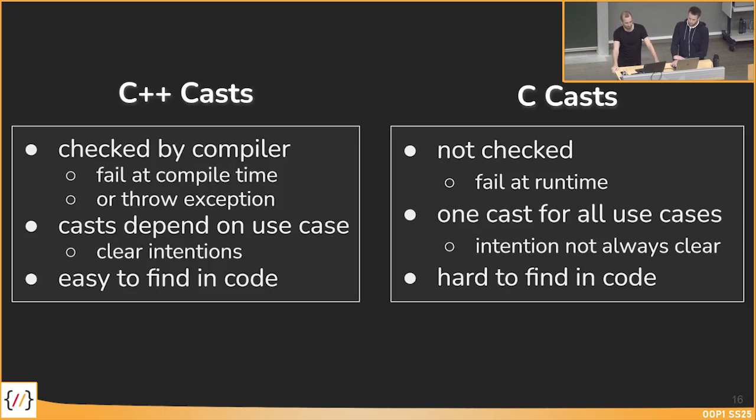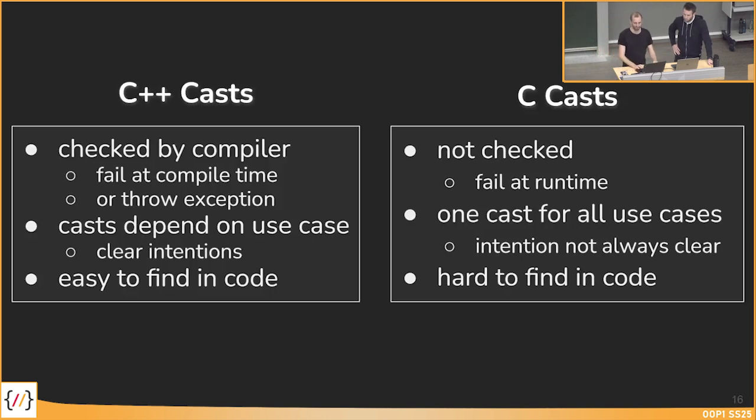The casts are depending on the use case. So whatever type of conversion you want to do, you can split it up into different types of casts. And it's easier to find in code because you can just Control F dynamic cast, and then you know where in your project you're casting.